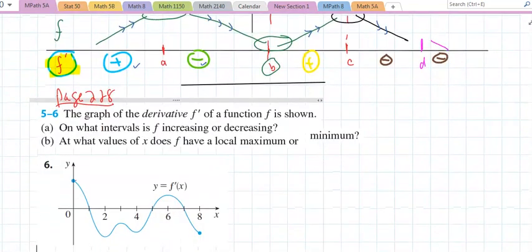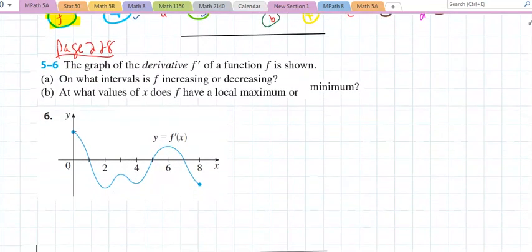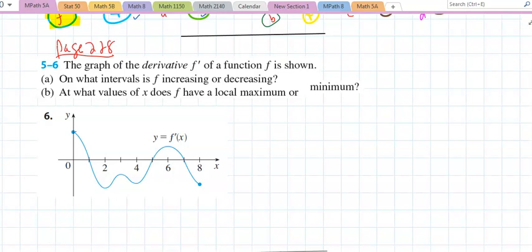And to demonstrate that, I want to look at the first problem. Problem number 6 on page 228. It says, the graph, this is not F, oops, this is the graph of the derivative, is shown. On what interval is the function increasing, and at what values of x f has a local maximum or local minimum? Well, let's see. The best way to do this will do it for the first and second derivative test.